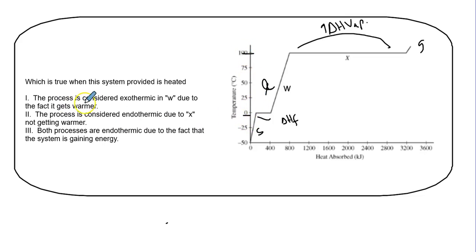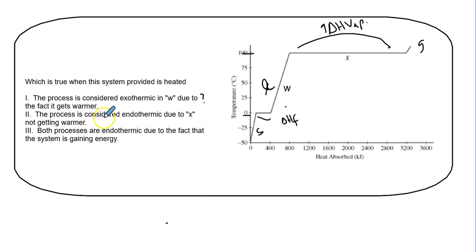All right. The process is considered exothermic in W due to the fact it's getting warmer. So in W. Okay, so I guess it's not really saying here where we're going, so I'm going to have to change this a little bit and see where I mixed something up here. So if we're going this way, well, if we're going from, let's put a question mark by this one. I know I'm missing something here. So we have to go from something to something. So as we move a direction, we'd have a change in temperature. There's an error in this question.